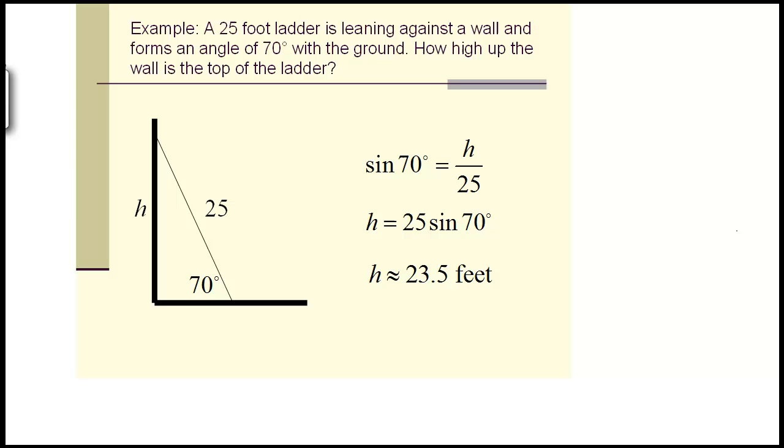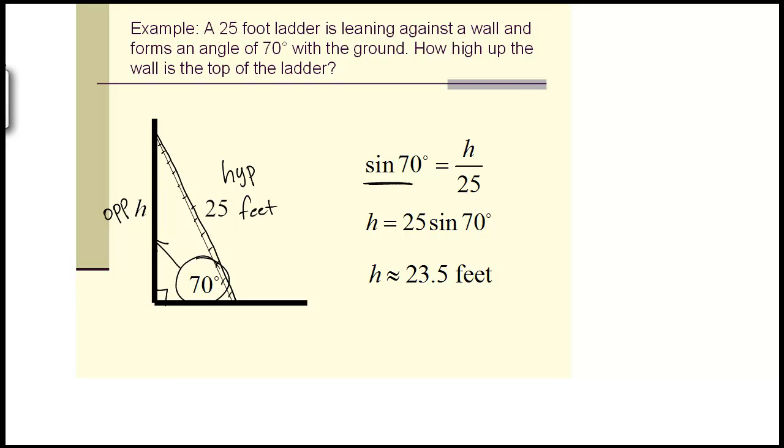For a word problem, let's take a look at this one: a 25-foot ladder is leaning against a wall and forms an angle of 70 degrees with the ground. How high up the wall is the top of the ladder? So again, this is the ladder. It is 25 feet long. I'm given an angle with the ground, and I'm looking for the height. Now, the height is opposite of the angle, and the 25 feet is the hypotenuse.